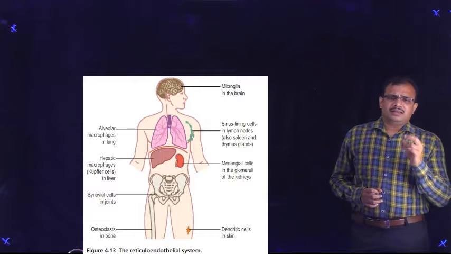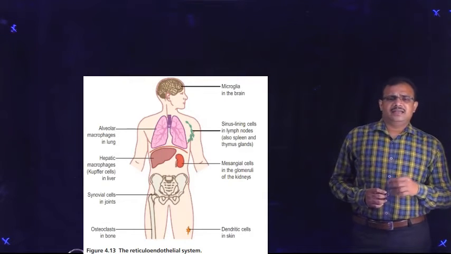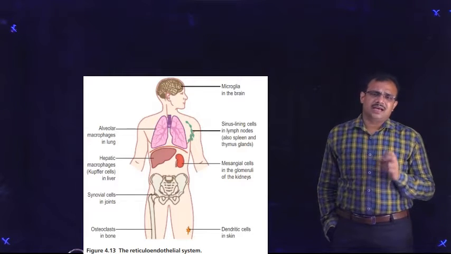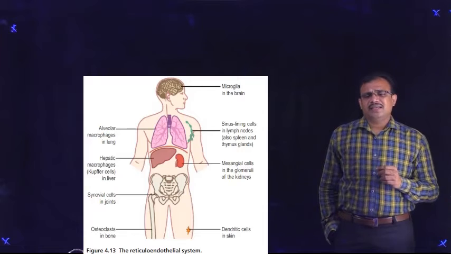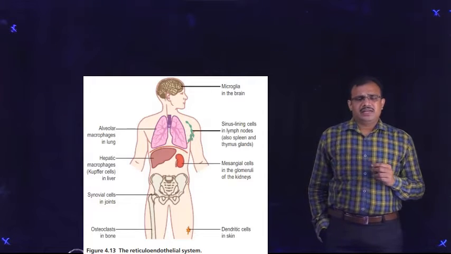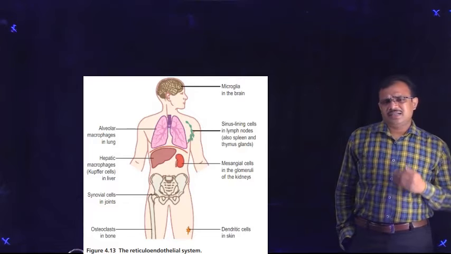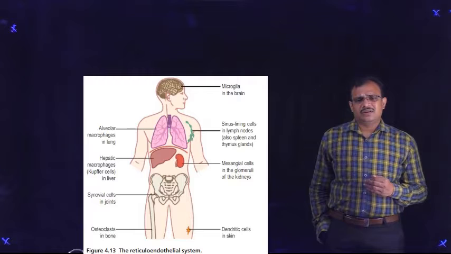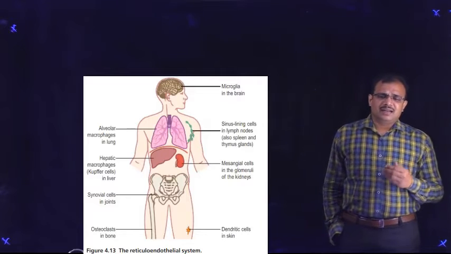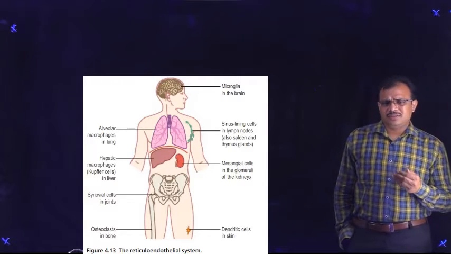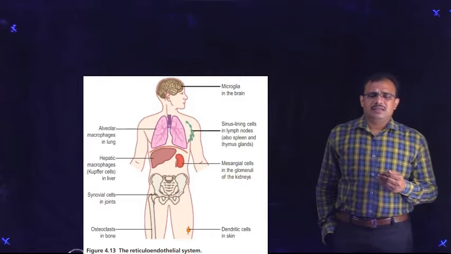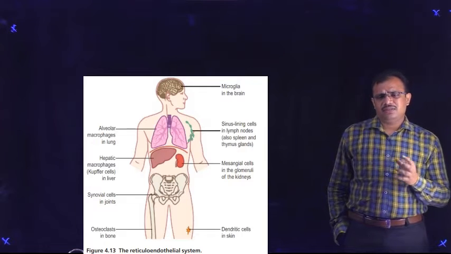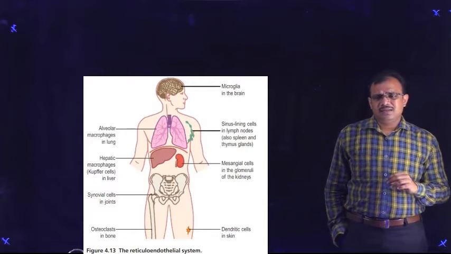Whereas the monocytes in the lungs are differentiated into alveolar macrophages, and these are present in the alveoli, and hence these are called alveolar macrophages. Whereas in the lymph nodes, monocytes are differentiated into sinus lining cells. So here they are called sinus lining cells, and these sinus lining cells are present not only in the lymph nodes but in other lymphatic organs such as the spleen and thymus gland. So here also the sinus lining cells are present.